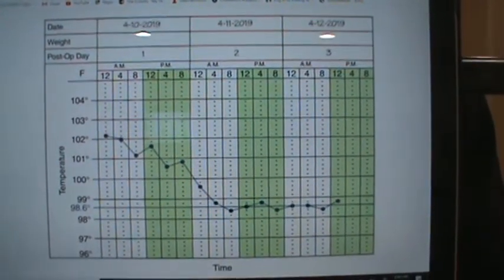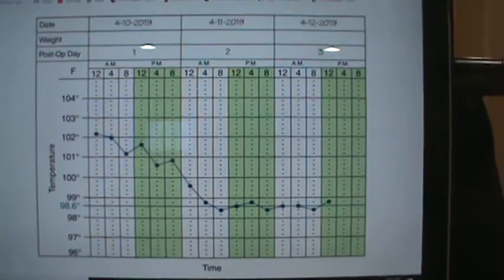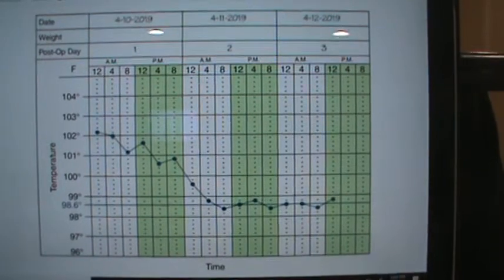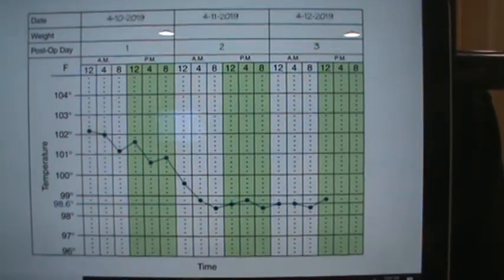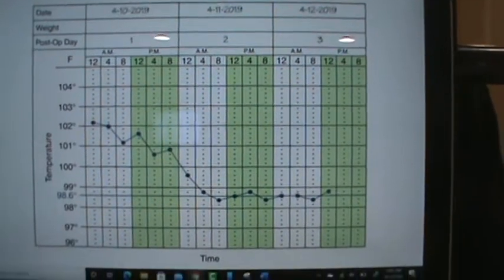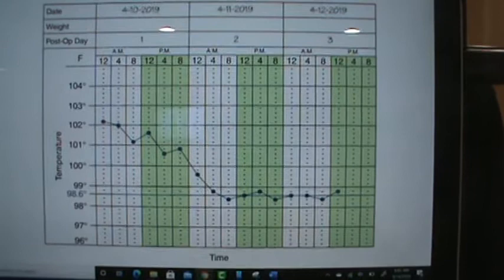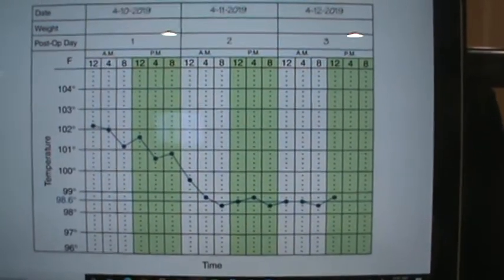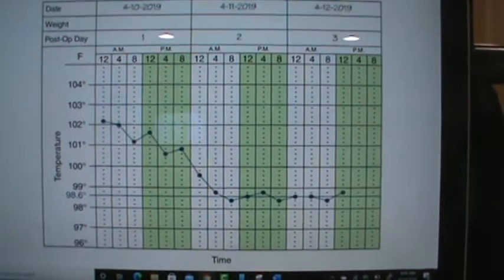And you can see this is every 4 hours over a 24-hour period. So you get 6 data points for each day over a 3-day period. And they're looking at temperature. So you can see you've got time on the x-axis at the bottom, and along the y-axis, you've got temperature.